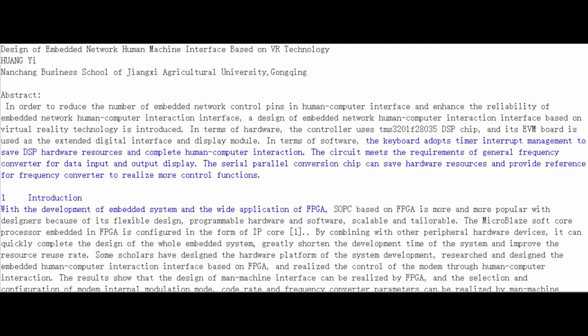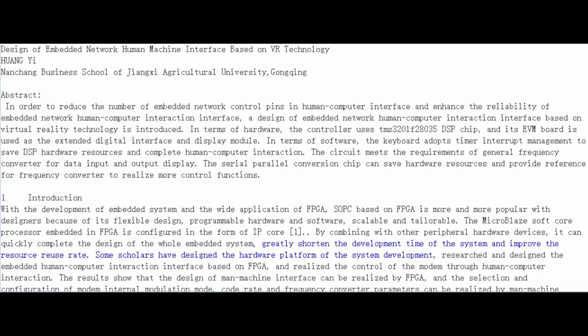Point 1. Introduction. With the development of embedded systems and the wide application of FPGA, SOPC based on FPGA is more and more popular with designers because of its flexible design, programmable hardware and software, and scalability and tailorability. The MicroBlaze soft core processor embedded in FPGA is configured in the form of IP Core 1. By combining with other peripheral hardware devices, it can quickly complete the design of the whole embedded system, greatly shorten the development time of the system and improve the resource reuse rate.